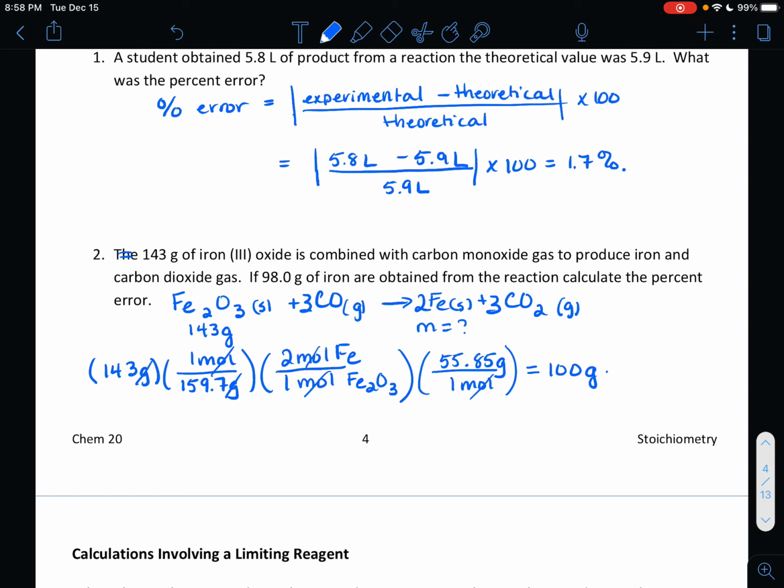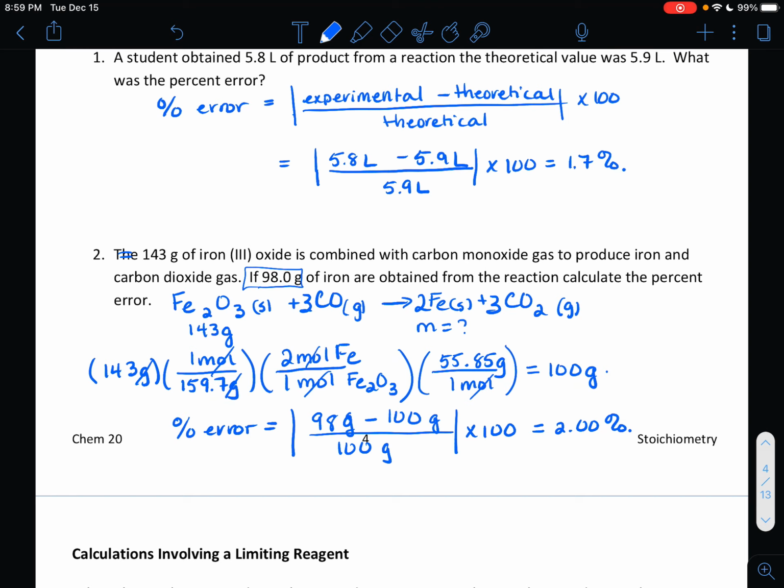So now I can substitute it into my percent error equation. Now again, in the lab, 98 grams were obtained. So my experimental was 98 grams minus my theoretical 100 over 100 grams times 100. And this turns out to be a 2% error or 2% difference.